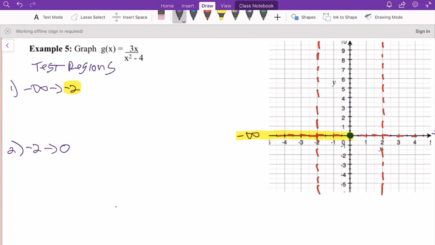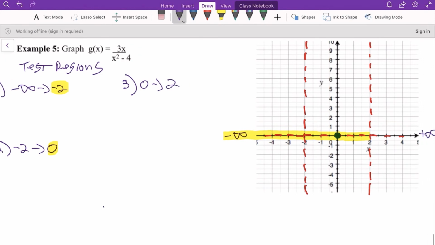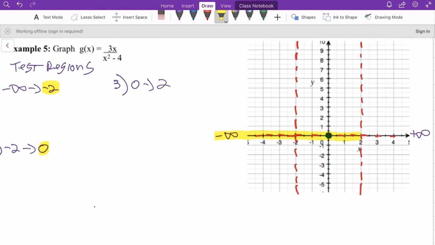And we're going to have another test region. So we'll have the third test region. Again, the third test region will start where the second test region ended. So we're going to start at 0, picking up where we left off, and go from 0 and stop at this vertical asymptote. So it's going to go from 0 to 2. And then we have one more region because we have to continue along until we hit positive infinity. So the last test region, we have 4 of them on this graph, will be from 2 to positive infinity.